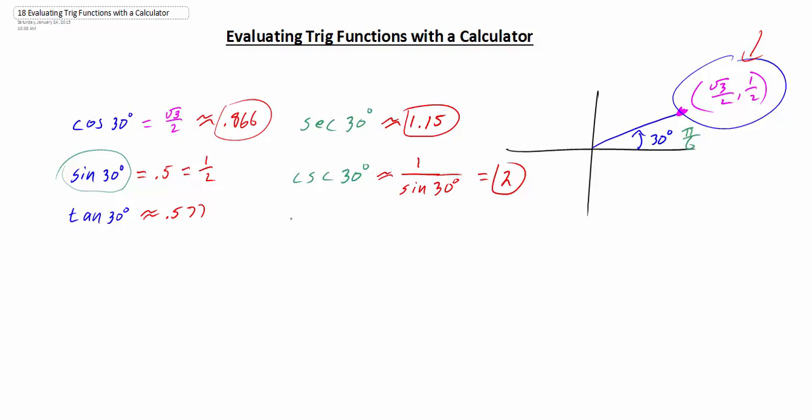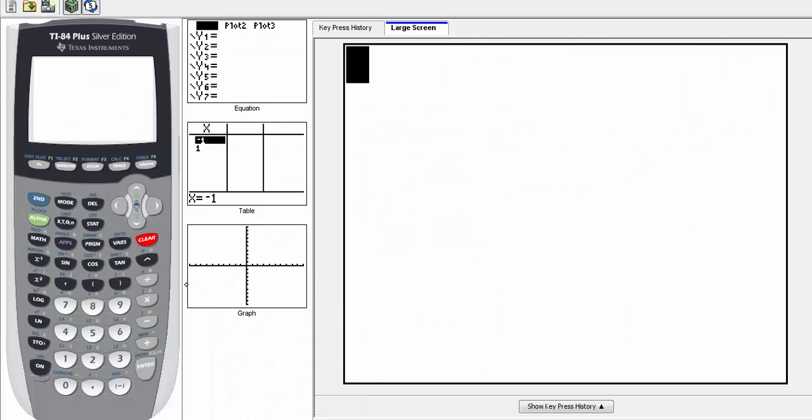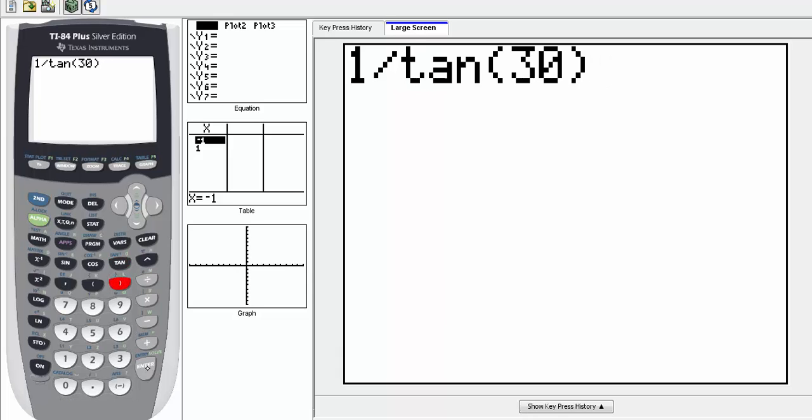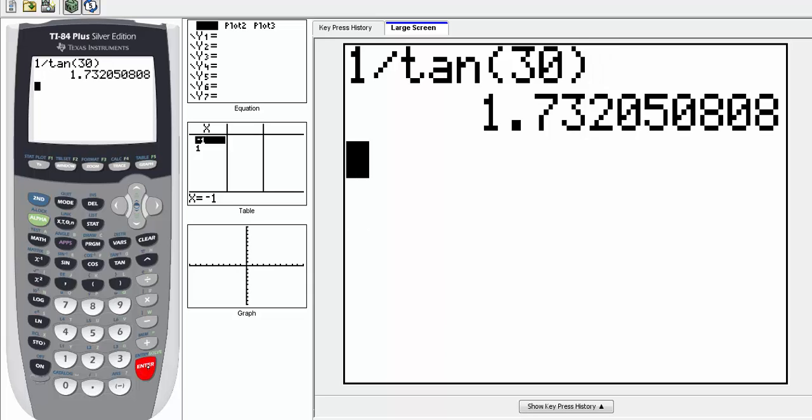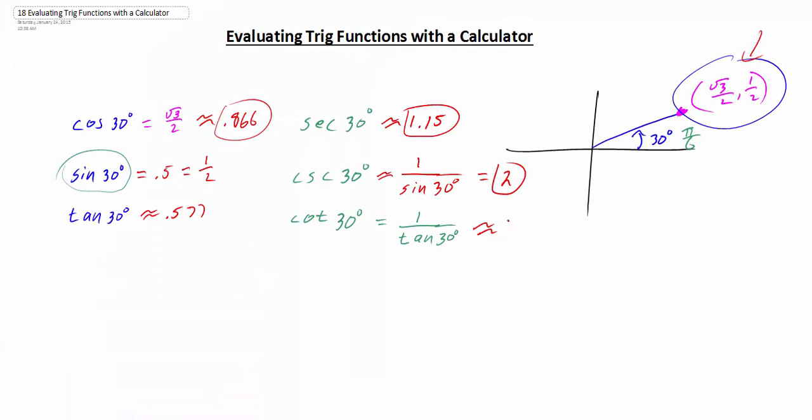So therefore, if we want to find the cotangent of our 30-degree angle, that means we're going to have to take 1 divided by the tangent of 30 degrees. So for the calculator, we would simply type in 1 divided by the tangent of your 30-degree angle, and we get the decimal 1.73. Okay, so there's an example of each one of the trig functions.